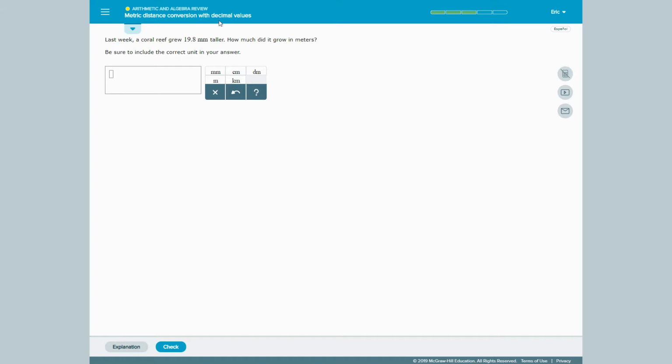Metric distance conversion with decimal values. I'm going to try to truncate this because you should have read the ALEKS explanation to really understand how this works. But here we go. We have millimeters, centimeters, decimeters, meters, and all the way over here is kilometers. I put that over there for a reason.